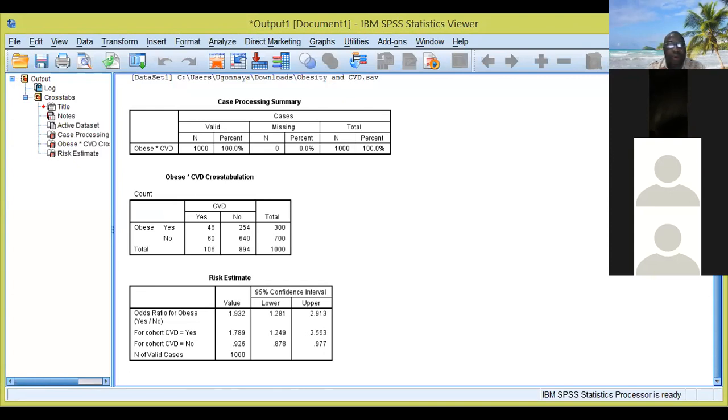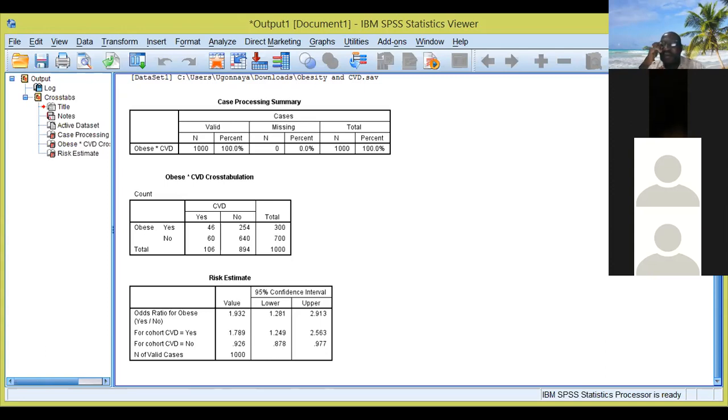And look at the relative risk, 1.79. Can you see the relative risk? If you remember, 1.79. So this is the crude odd ratio and relative risk now.